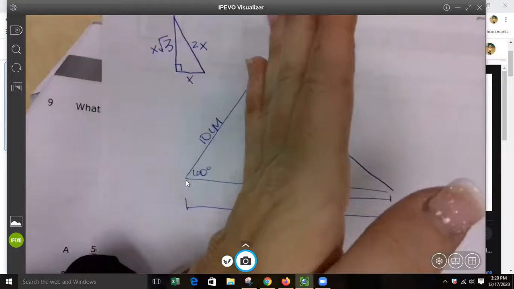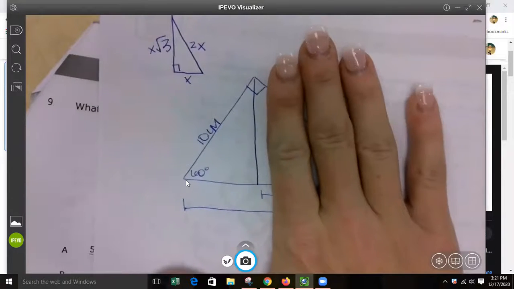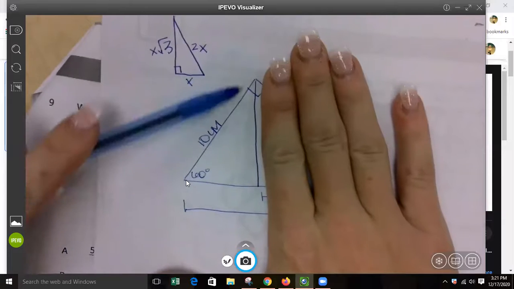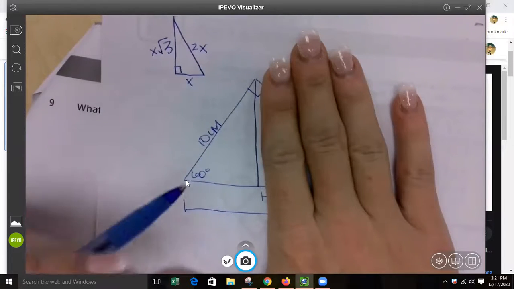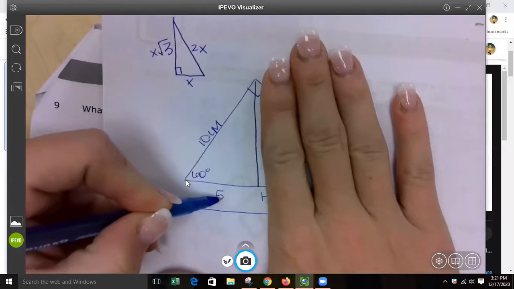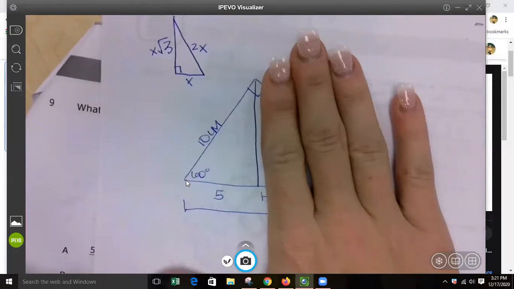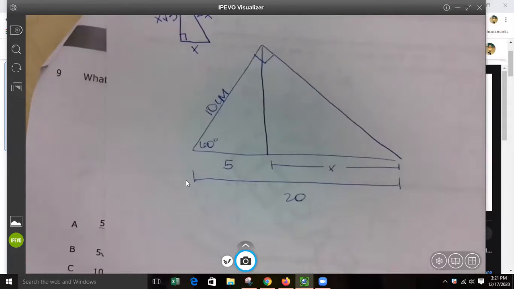Okay, so now what I'm going to do is ignore this half, all right? So I have a 30, 60, 90 again. My hypotenuse is 2 times my short leg. So divide that by 2 and I'll get 5. Watch this now. How do I get this X? I have the whole thing is 20. This little piece is 5. So how do I get this piece? You would subtract it. That's where you get your 15 from.